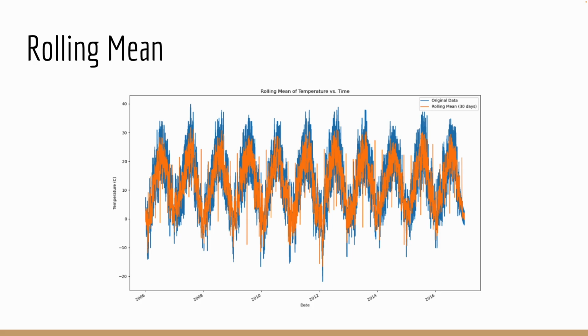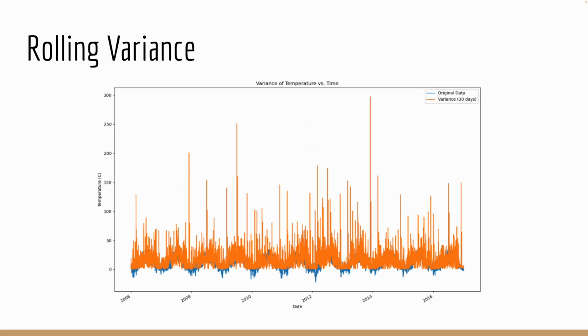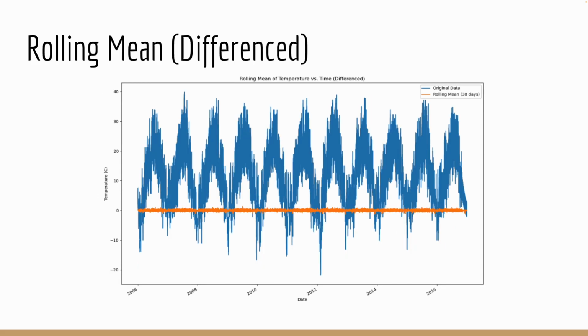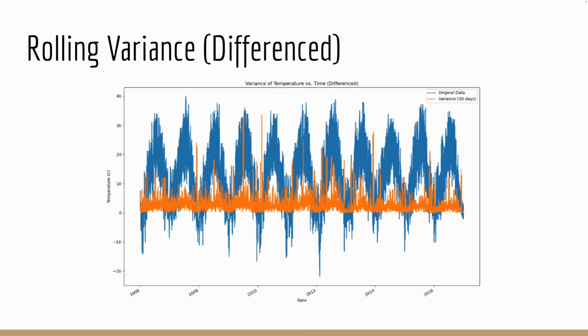With that, I looked at the rolling mean of temperature versus time. Doing the rolling mean does not change much. You can see the variance here over the 30 days, and it seems to be peaking more than the original data. So I performed differencing on the original data, and this is what I got for a rolling mean. It is almost constant, almost at 0.